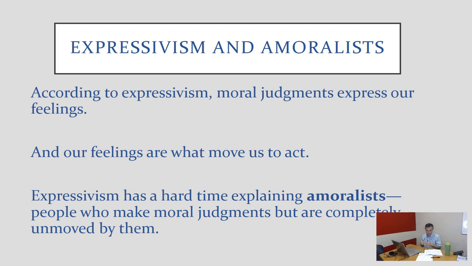Okay, so what do we need to take away from this? Okay, so we've already said that expressivism is when we make moral judgments, they're expressing our feelings. And it's those feelings that motivate us then to act. But the amoralist is someone who makes moral judgments but is not motivated to act by them. Yeah, so the expressivist has to say that the amoralist is impossible, and that seems to be contrary to basic observations that we can make.